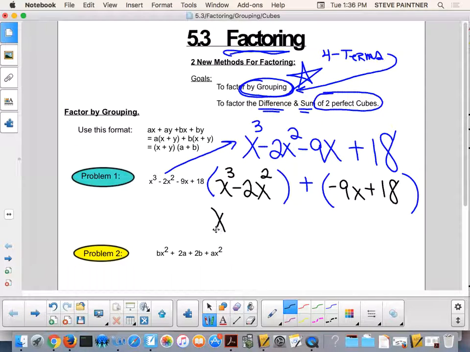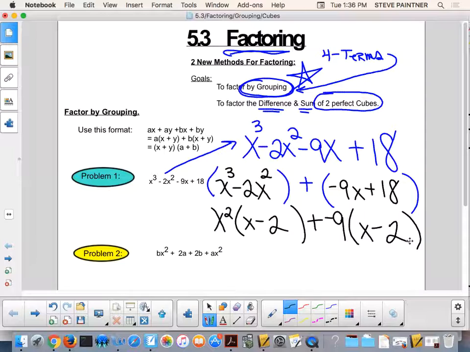Here we go. X squared times x minus 2. Got it. Plus the next set of grouping. Negative 9. Now you can take out a 9, but when the leading coefficient is negative, I take out negative 9. Times x minus 2. Okay, any questions so far? I grouped, and the two groupings had something in common. That's why I did that.